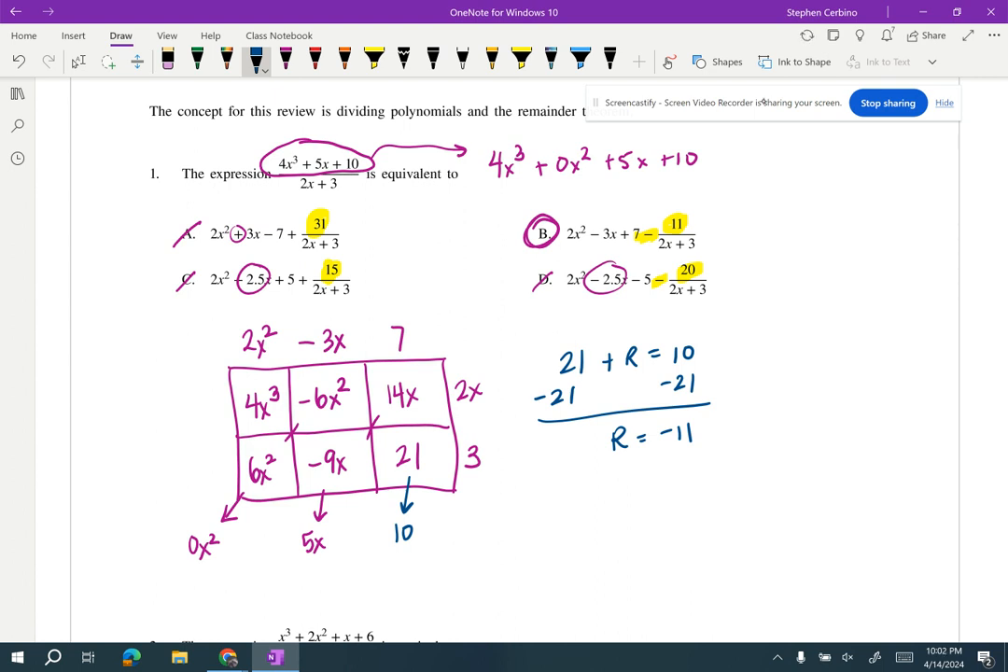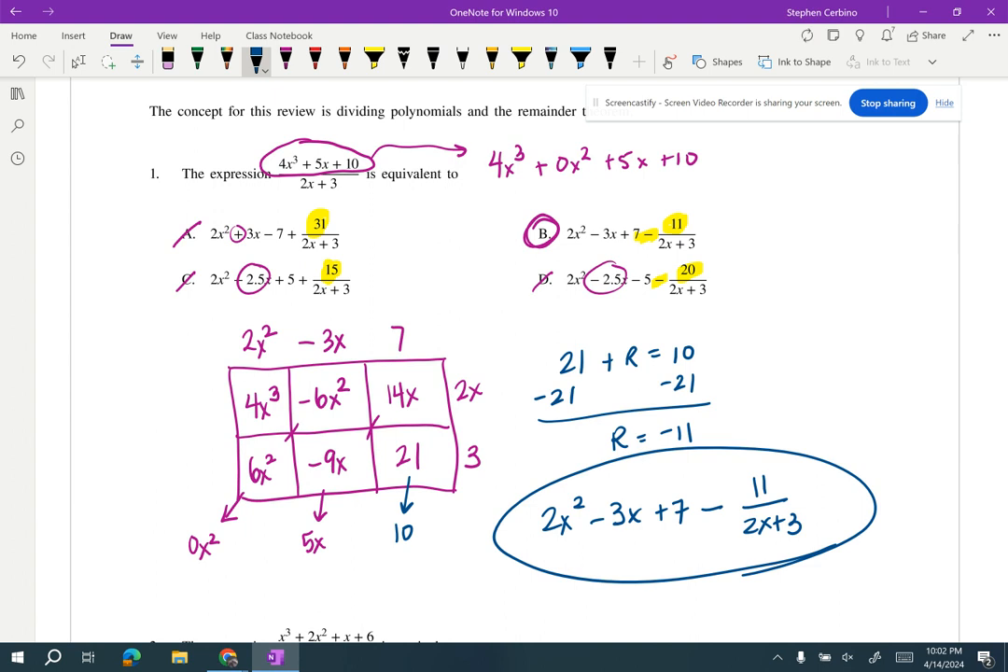So now we can write our final answer as 2x squared minus 3x plus 7. We can either do plus a negative or just put a negative like the answer shows, the remainder of 11 over what we divided by, 2x plus 3. There's my answer. All right, let's move on to the next one.